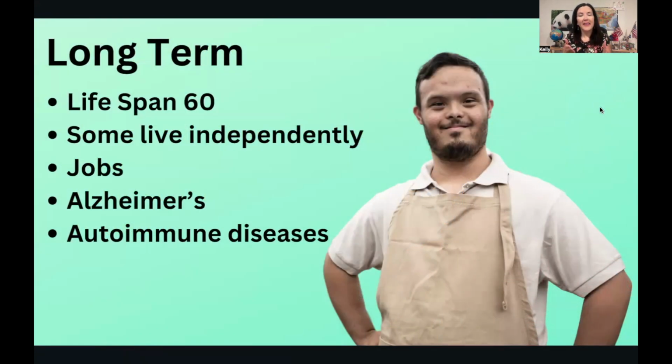Long term, the average lifespan of someone with Down syndrome is 60 years old. This has risen in recent years due to medical advances.